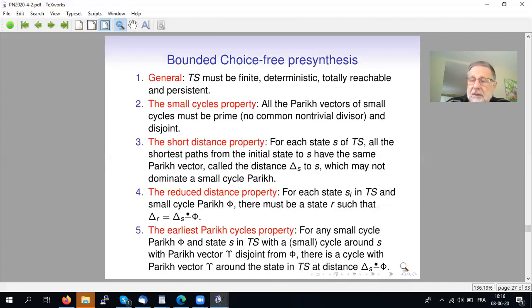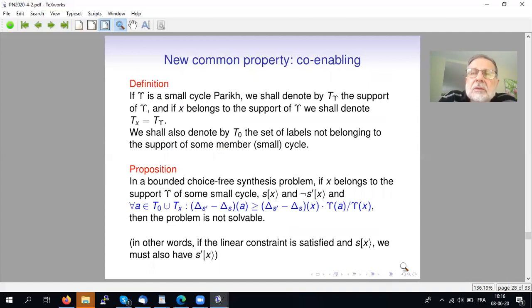And remarkably, recently, we obtained a new property of that kind, which may be called a co-enabling property, because it means that if a label is enabled at some state, and if some constraint easy to check is satisfied for another state, then the same label must be enabled also for that other state. The property uses a small definition.